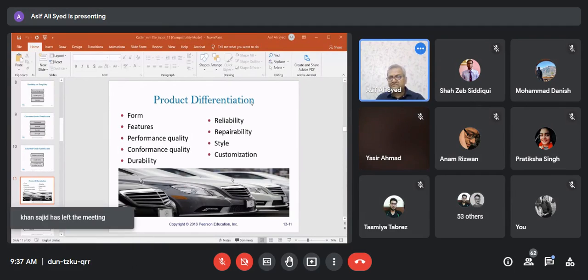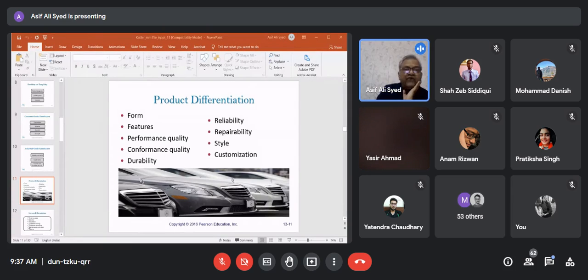Now, product differentiation, we can differentiate in terms of form, features, performance quality, conformance, durability, reliability, repairability, style, and customization. These are all classified as product differentiation. So effectively, we are looking at these different aspects. Let us look at the form, the first aspect of differentiation of a product.